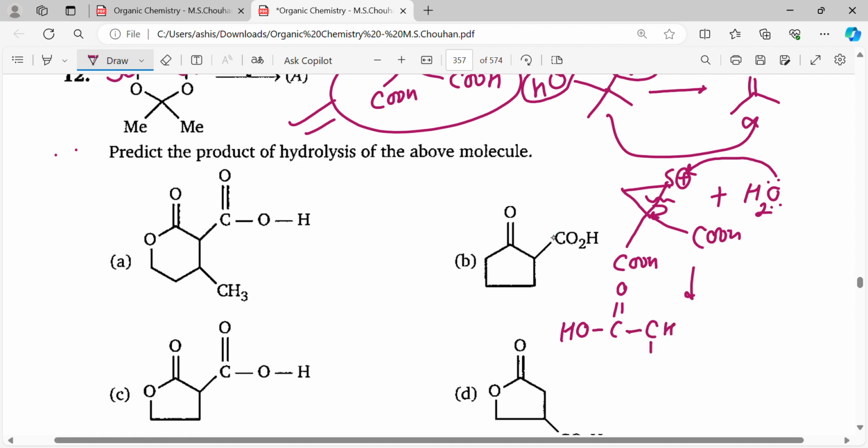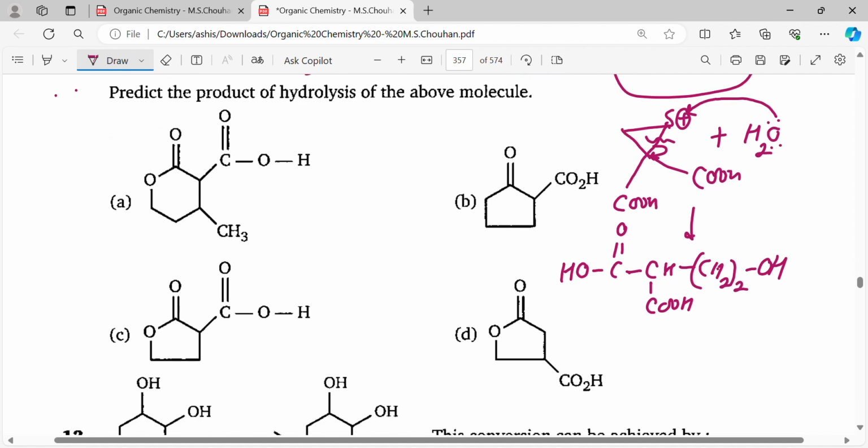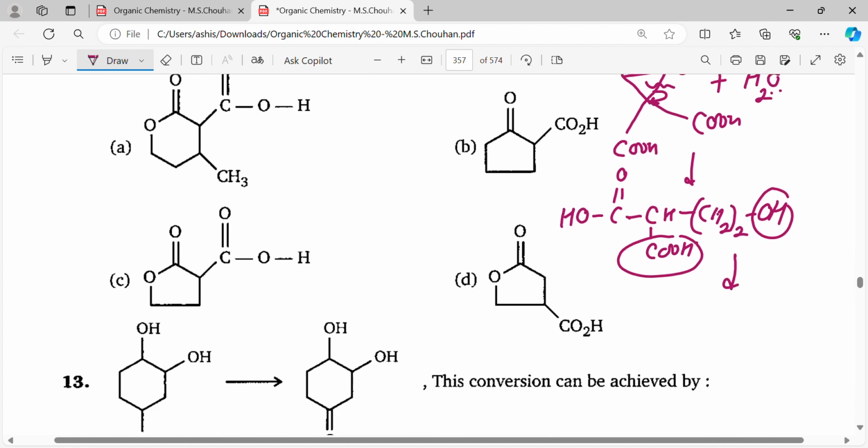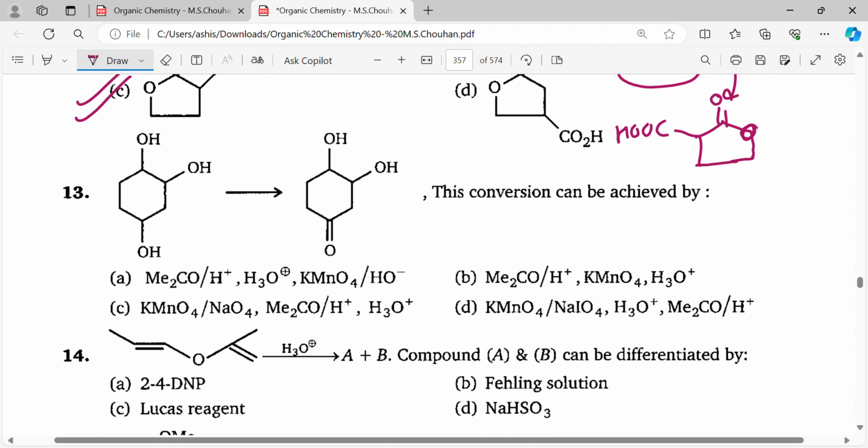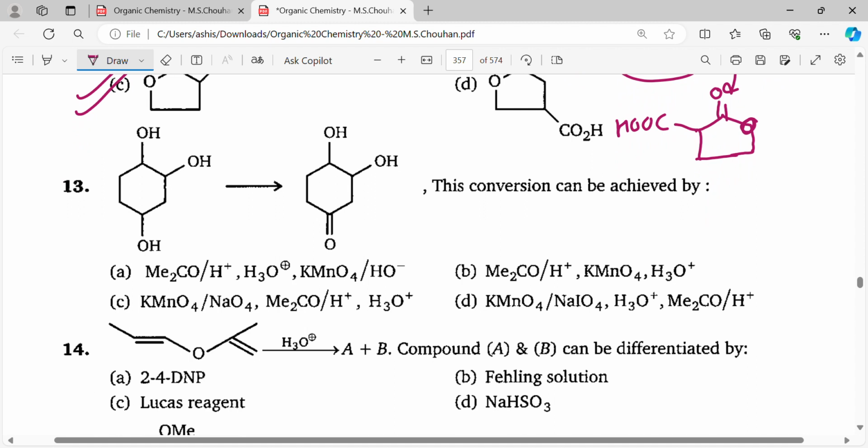OH, C double bond O, CH, COOH, CH2 twice, and OH. We will get this product, and when carboxylic acid and alcohol react together, they will form an ester as well as a five-membered ring. So here will be oxygen, double bond O, and one COOH. That COOH will remain here, COOH. So our answer will be C. C will be our answer.